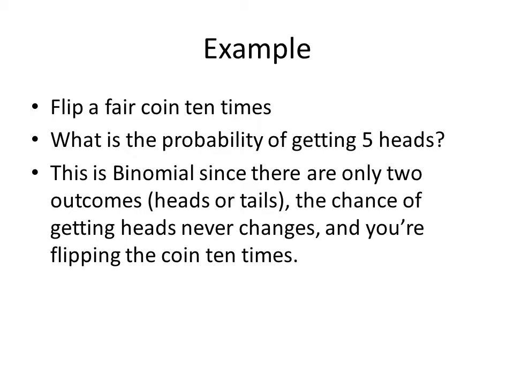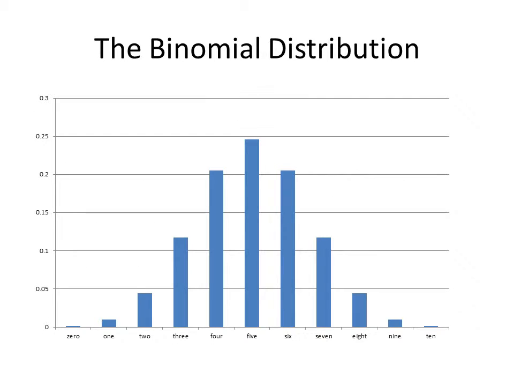Now here's the classic example of a binomial distribution. You're flipping a coin 10 times. What's the probability of getting 5 heads? Well, 50%, you think? This is binomial because there are only two outcomes. You flip a coin, either you get heads or tails. The chance of getting heads never changes, and you're flipping the coin 10 times.